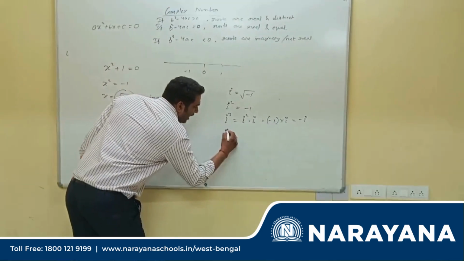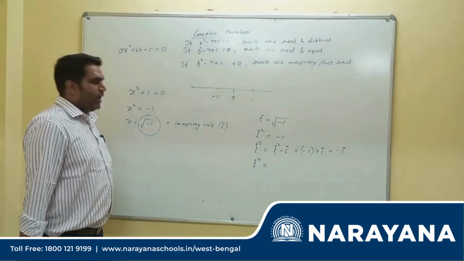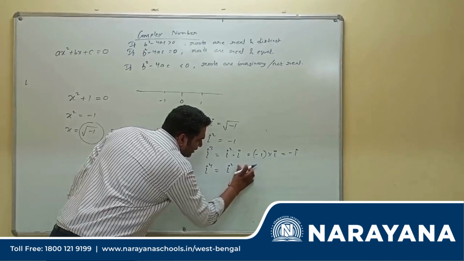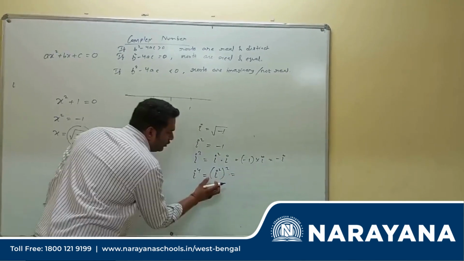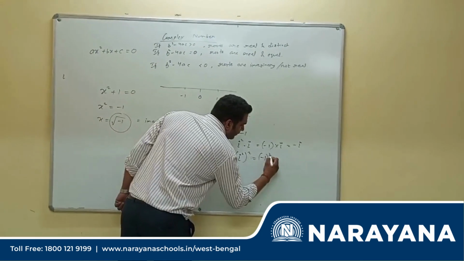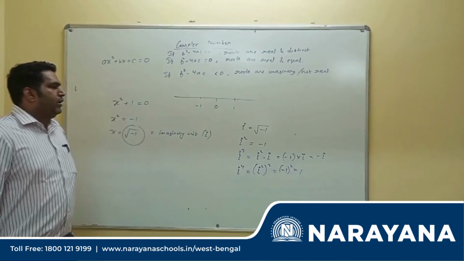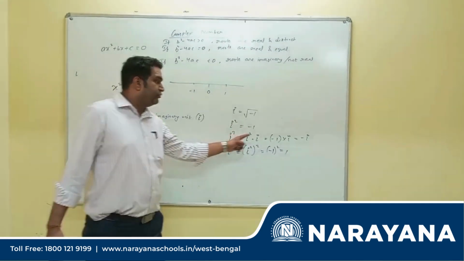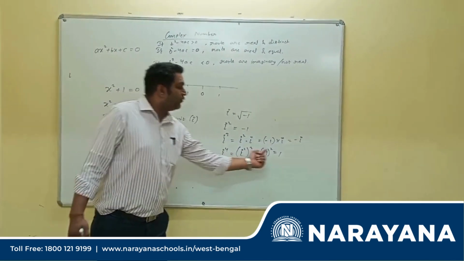Now what will happen if I write i to the power 4? i to the power 4 is basically i square into i square, or we can write like this also, i square whole square. Now do we know i square? Yes, minus 1. And minus 1 whole square? 1. So we have i square is equal to minus 1, we have i cube is equal to minus i, we have i to the power 4 equals 1.